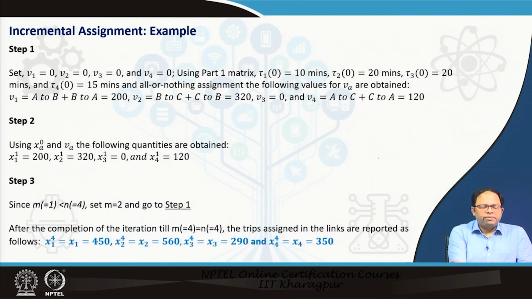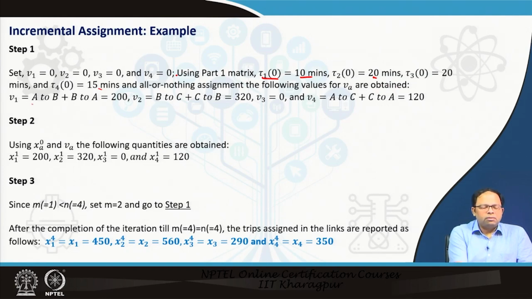Then we set V1, all the values are 0 as per the algorithm that I have given, and initially all volumes are 0, and we take the travel time impedances as the ones that we have given. Travel times for the different links are also there: 10 minutes for link number 1, for link 2 it is 20 minutes, link 3 is 20 minutes and link 4 is 15 minutes. All or nothing assignment is adopted, and we get the following values for VA.